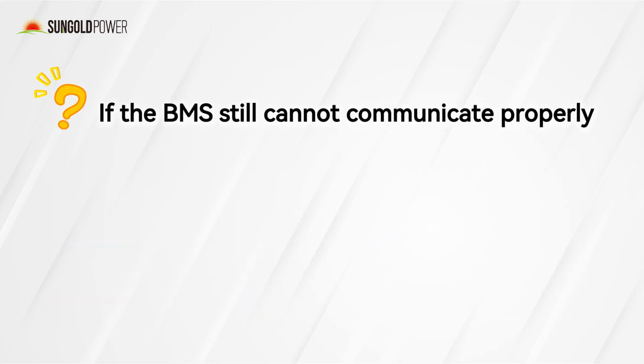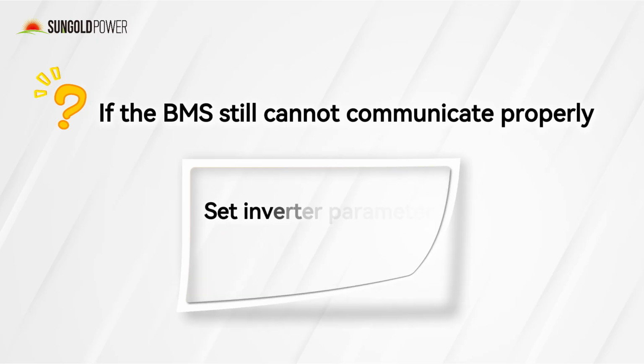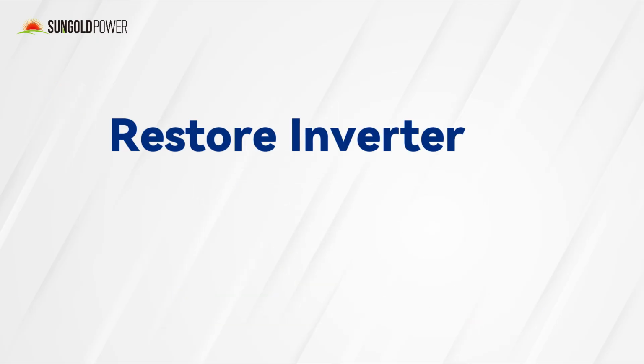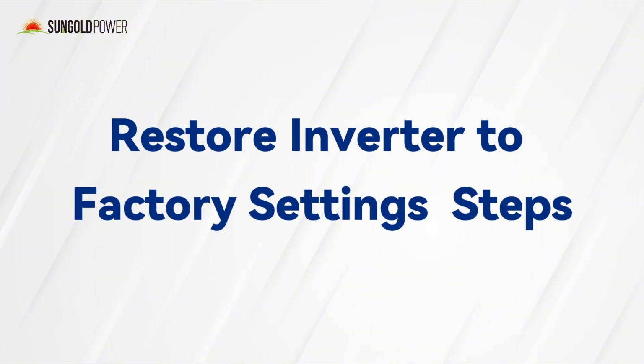If the BMS still cannot communicate properly, set inverter parameter 32 equals SL to clear the code 58. Restore inverter to factory settings steps.